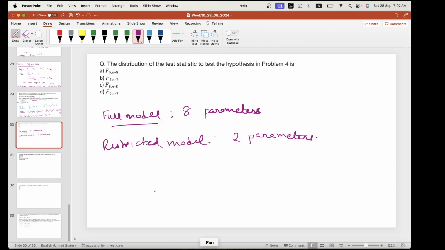So in this case, R, that is the number of parameters we are setting to 0, that was how much? That is actually 8 minus 2, that is 6. Therefore, the F statistic will have R and n minus the number of parameters estimated in the full model, so n minus p full. So that would be F with 6 and n minus 8, and that's option C.